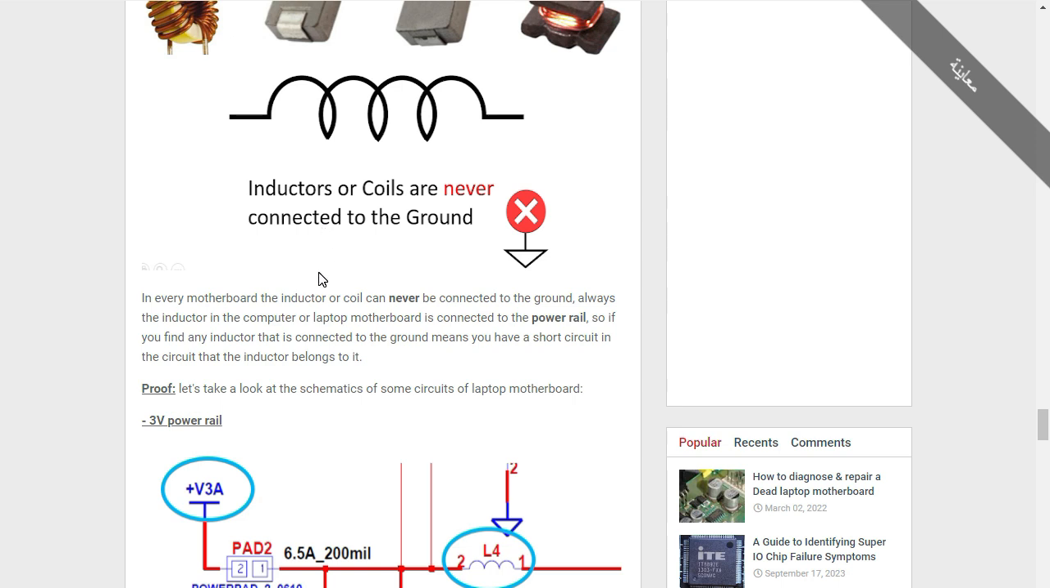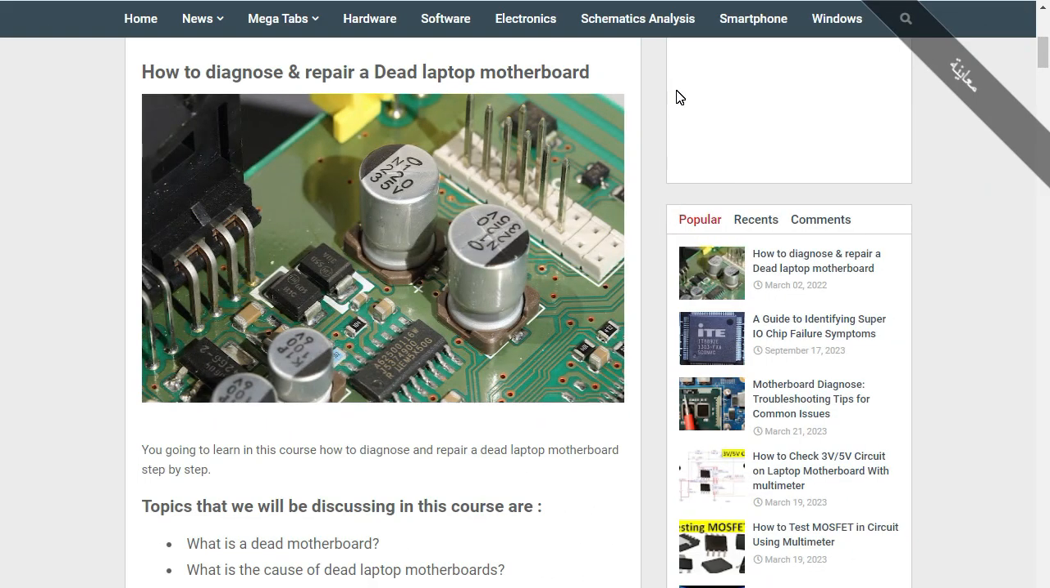Here we have the trick. We use it to detect the short circuit, because inductors can never be connected to the ground. So if I find any inductor that is connected to the ground, it means we have a short circuit in the circuit where the inductor belongs.